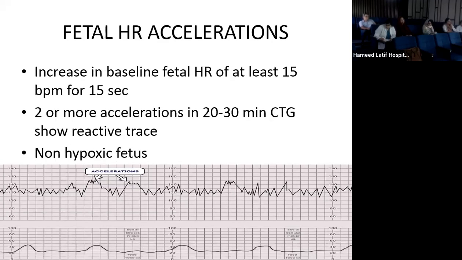Then the next feature is fetal heart rate accelerations. An increase in baseline fetal heart rate of at least 15 beats per minute for 15 seconds. Two or more accelerations in 20 to 30 minutes is called a reactive CTG and indicates a non-hypoxic fetus. These are accelerations shown in the CTG.